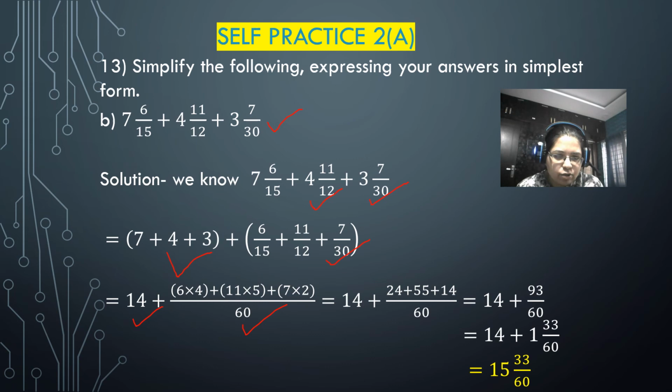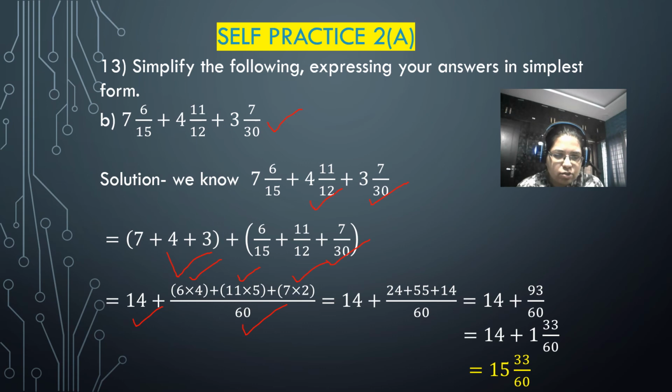60 divided by 15 is 4, then multiply 4 with the numerator 6. So we get 6 multiplied by 4. Then we divide the LCM 60 by the denominator of 11 divided by 12. That is 60 divided by 12 is 5. Then 5 multiplied by the numerator 11. And then 60 divided by the denominator of 7 divided by 30. So 60 divided by 30 is 2. 2 multiplied by the numerator 7.